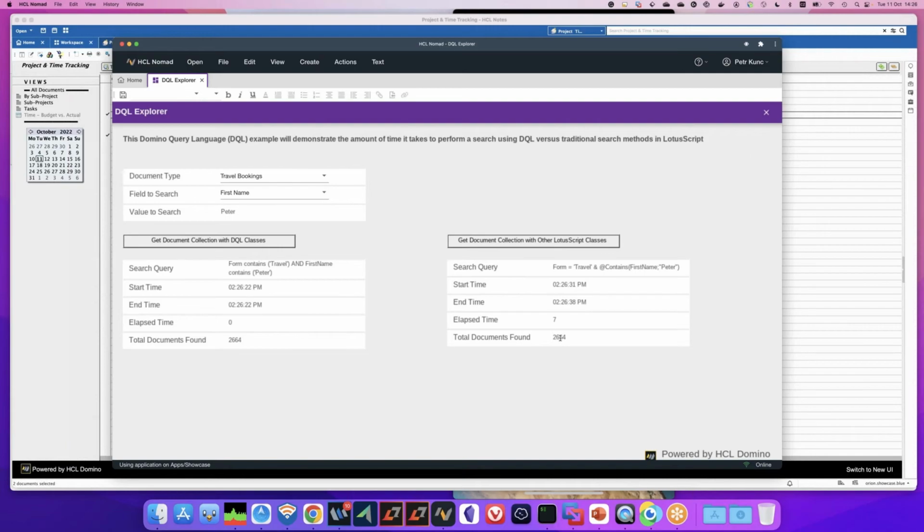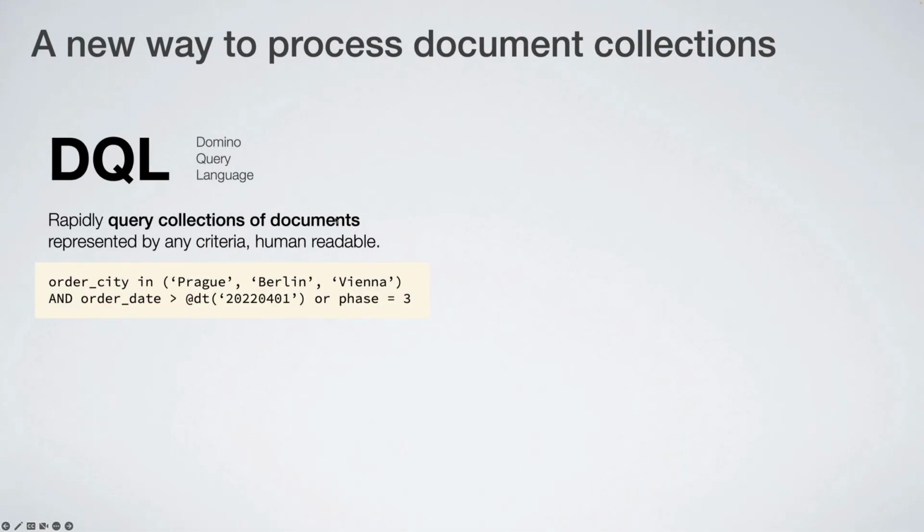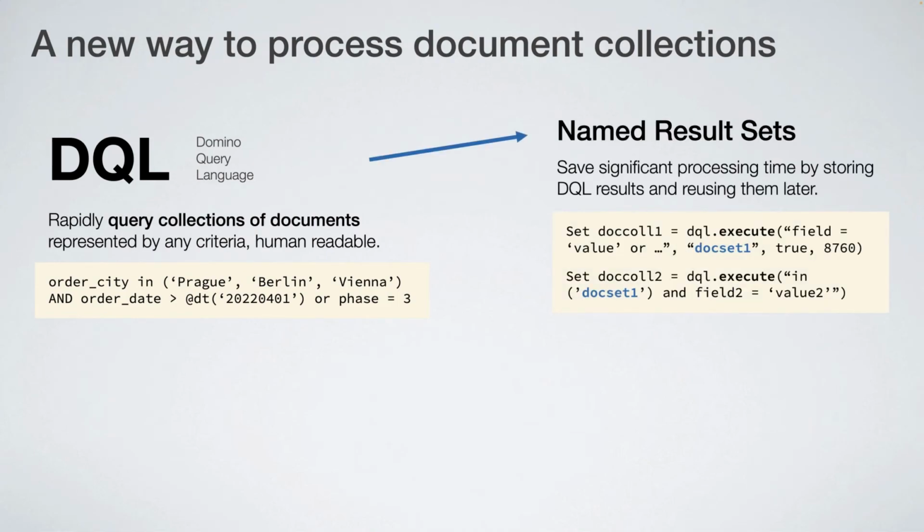So this is why we created DQL in version 10, and it doesn't stop with it. It starts everything, because then we added named result sets, which means if you have some collection of documents, you can store it as a starting point for another query, where you can specify more and more parameters, and it will be even faster than calculating everything from the start.